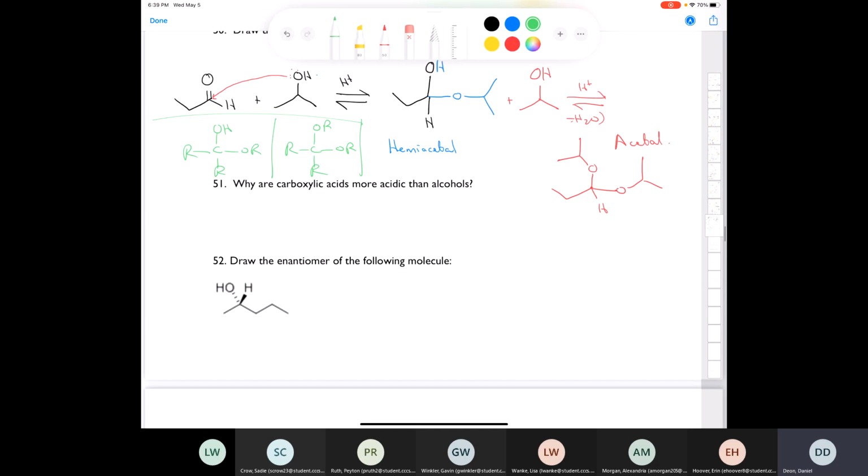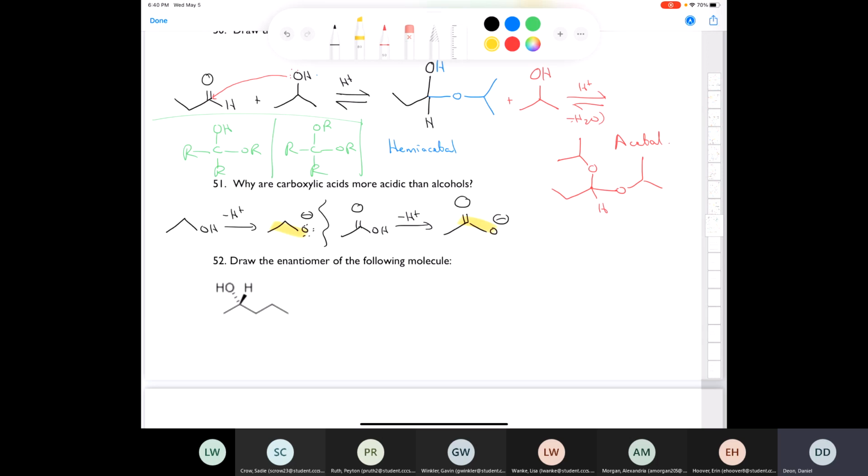All right. Why are carboxylic acids more acidic than alcohols? Well, if I take an alcohol like ethanol and I deprotonate it, I end up with ethoxide. If I take acetic acid, let's say, and I deprotonate it, then I end up with an acetate ion. Could anybody tell me what's the difference between these two? Why does the acid give up the proton more readily or preferentially?